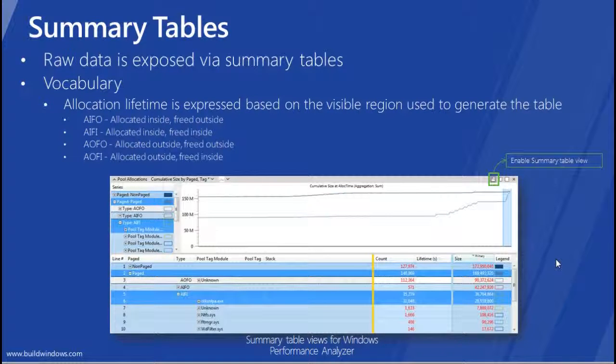If you select a particular region from the visible portion of the trace, the allocations that were made in that particular region get highlighted in the summary table. The summary table also provides some context information regarding whether an allocation was made or freed within the visible portion of the trace. Now let's move on to actually seeing the tool in action.